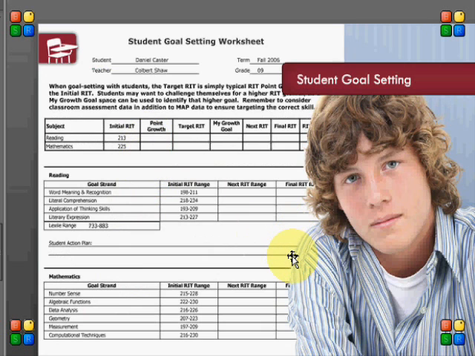Again, here's a disaffected youth who seems kind of bored with the whole process. But this is where your goal setting worksheet can be used to make this plan for reading, math, or whatever.